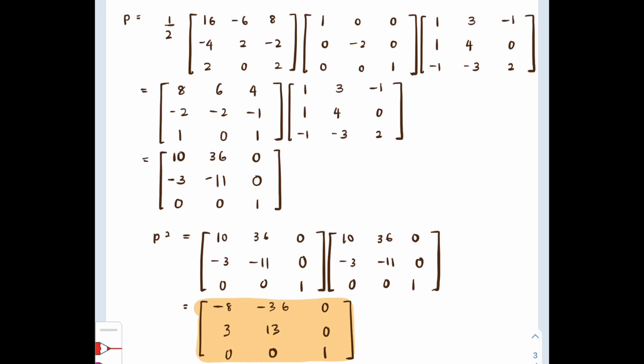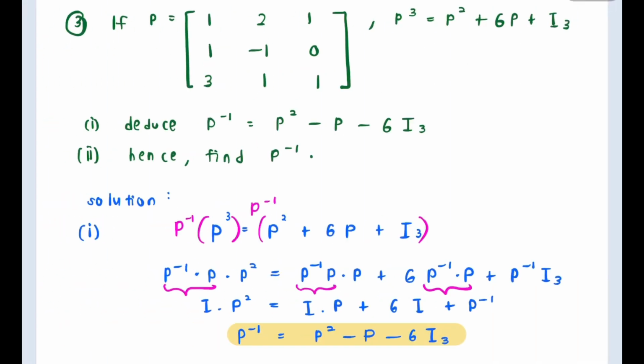And then finally, you want to find P squared. So let's take P, multiply another P. Therefore, the result is P squared. So this is your answer. Let's see question 3. This is the last one.